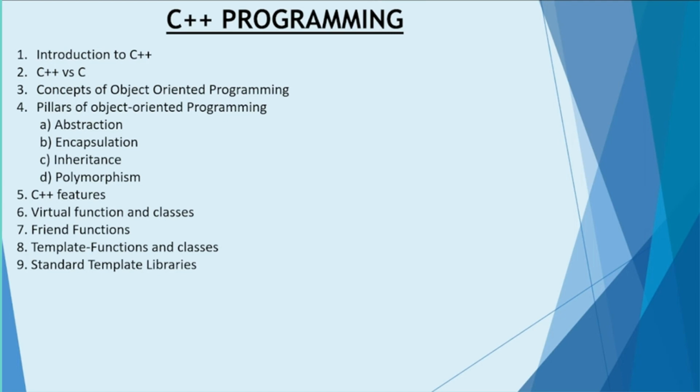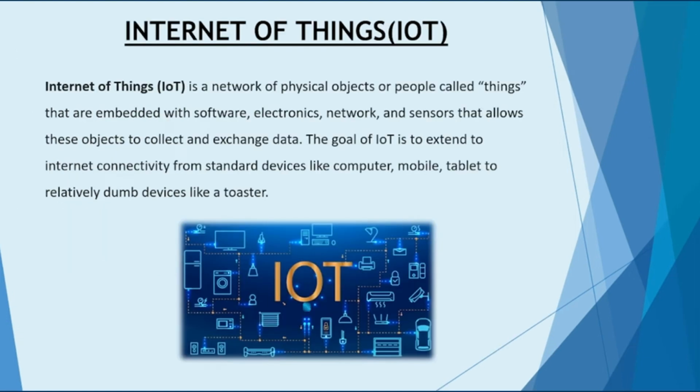We have done the four basic pillars of OOP, that is object oriented programming: abstraction, encapsulation, inheritance, and polymorphism. We have done virtual functions and classes, template functions and classes, and standard template libraries.